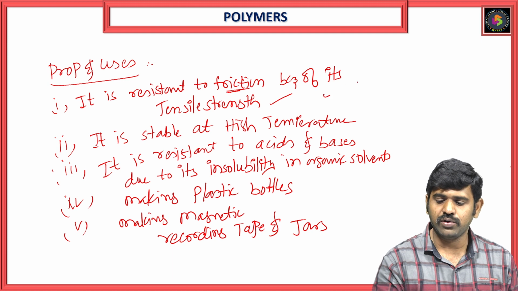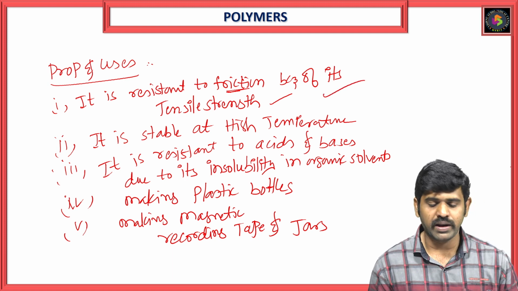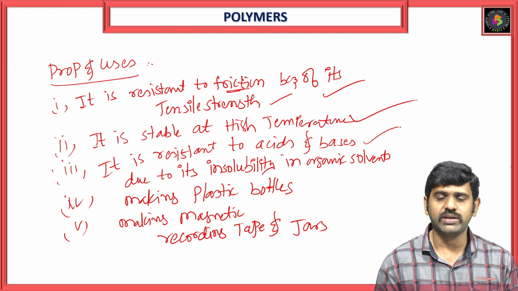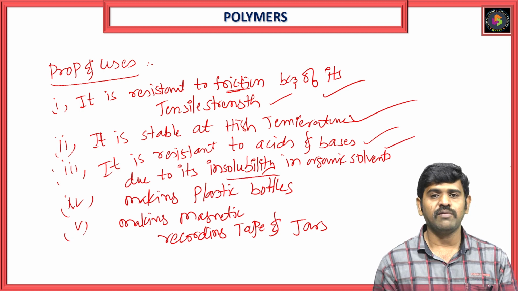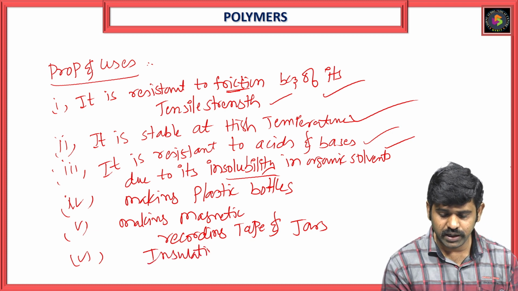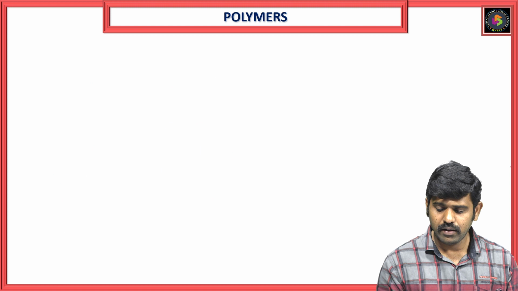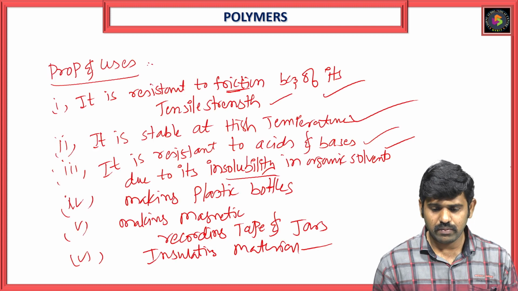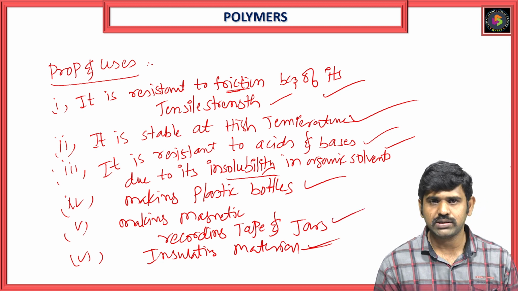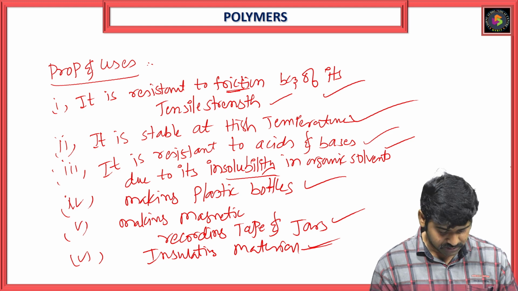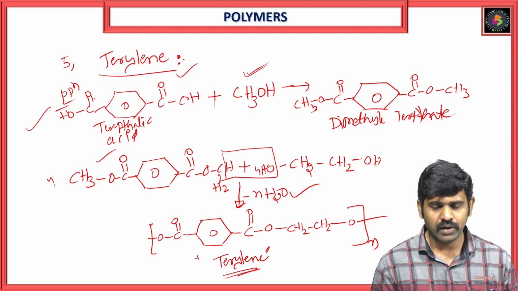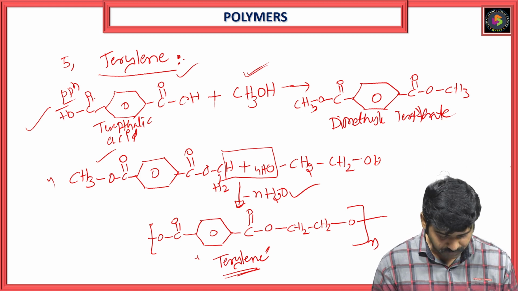Highly resistant to friction because of its high tensile strength, load bearing capacity, stable at high temperature. It is resistant to acids and bases mainly due to its insolubility in organic solvents, and also used as an insulating material. It is used for making plastic bottles, magnetic tapes and jars. So this is about terylene, formed by condensing terephthalic acid with ethylene glycol.